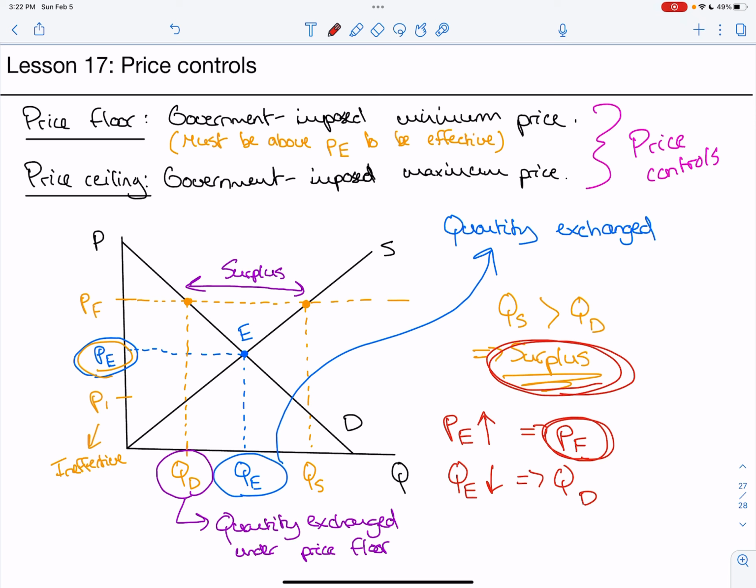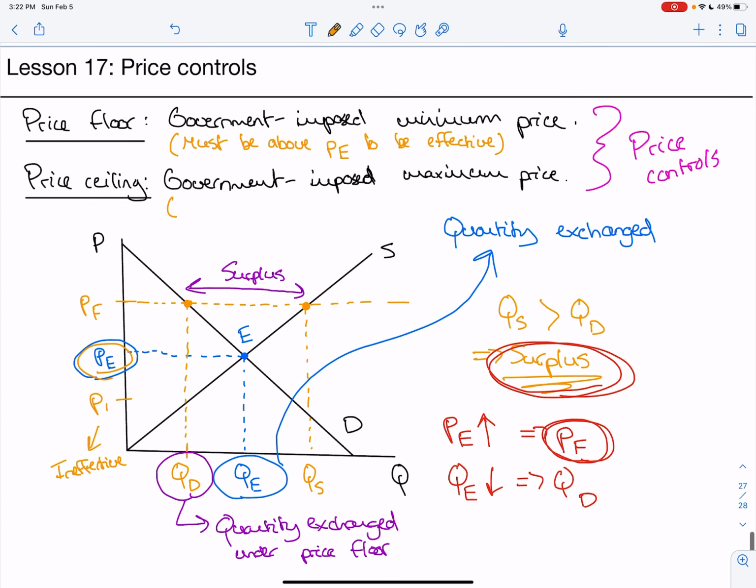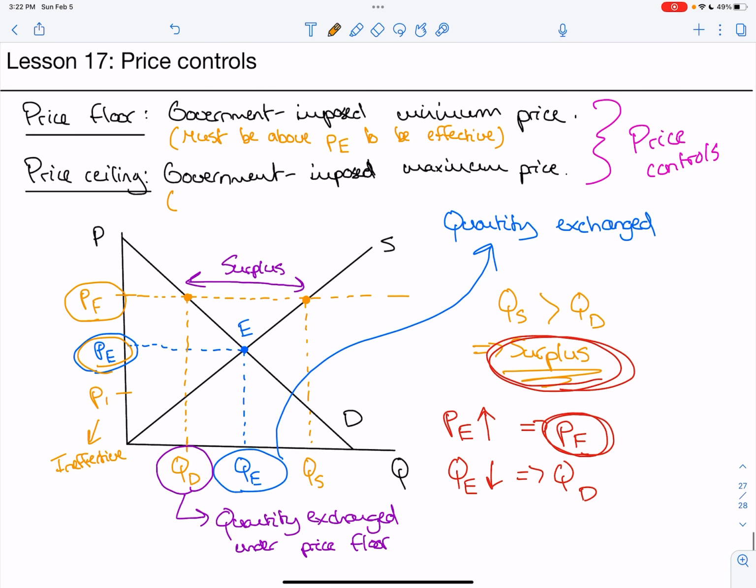Okay, now a price ceiling, of course, will have to obey similar logic to a price floor to be effective, right? If the government decided to impose a maximum price at PF here, that would be completely ineffective, right? Because the market already wants to charge PE. So if the government says, hey, you cannot charge more than PF, suppliers will say, okay, that's fine. We weren't charging PF anyway. We were charging PE, which is less than PF.